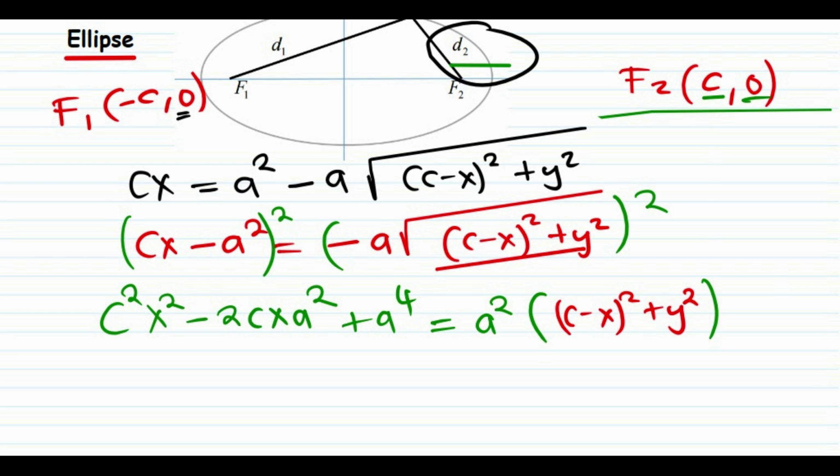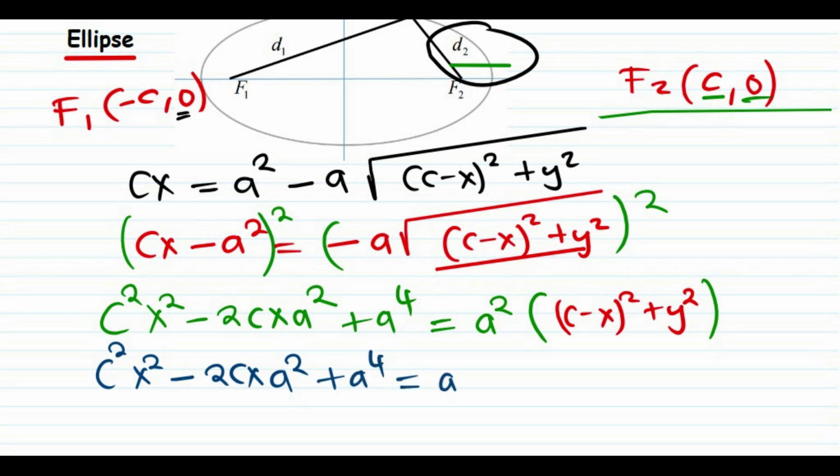Okay, so what do we have? So we have c squared x squared minus 2cx a squared plus a to the power 4 is equal to, we can expand what we have inside the brackets. c minus x squared, that's going to be c squared minus 2cx plus x squared plus y squared.